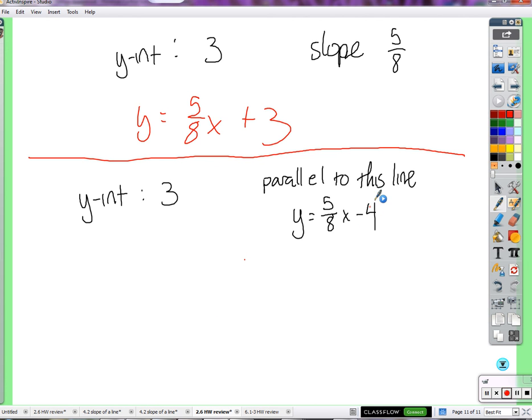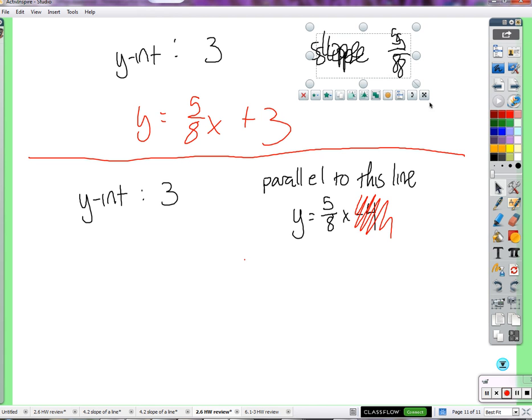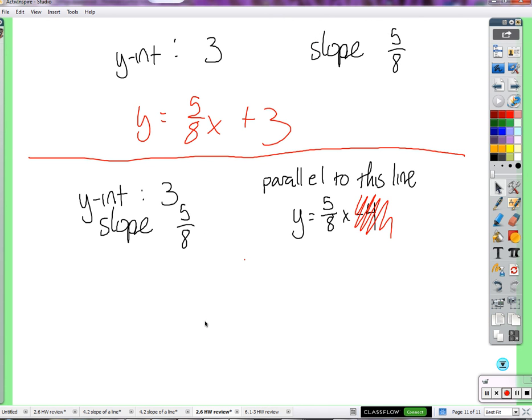Does this have anything to do with a line that's parallel to it? There's nothing to do with it. This is absolutely irrelevant. Where a line crosses the y-axis doesn't tell you anything about some other line that's parallel. The only thing two lines have in common that are parallel is they have the same slope. What's the slope of this line? 5/8. What's the slope of this line? 5/8. What I've told you is basically exactly the same information in a little bit of a riddly way.